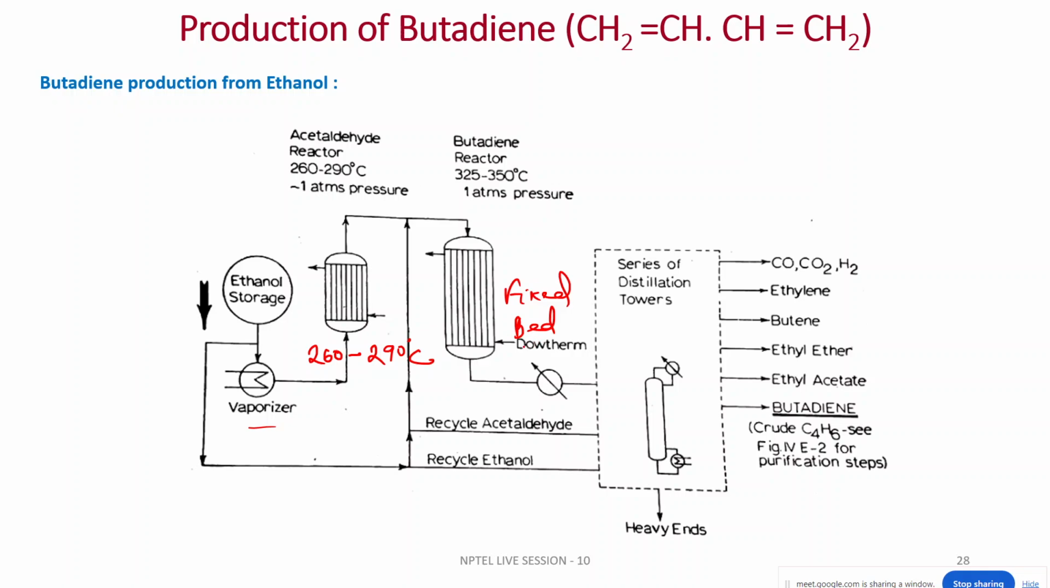Excess alcohol and excess acetaldehyde are mixed in the fixed bed converter, where a tantala and silica catalyst is present. Pressure is atmospheric pressure. Temperature is 325 to 350 degrees Celsius. A conversion of 28 to 30% per pass based on the acetaldehyde is obtained, and the reaction goes on. Unreacted ethanol and acetaldehyde can be separated out and recycled back to the fixed bed. Now there is a series of distillation columns to separate out these products. So here we can separate out butadiene as our desired product.